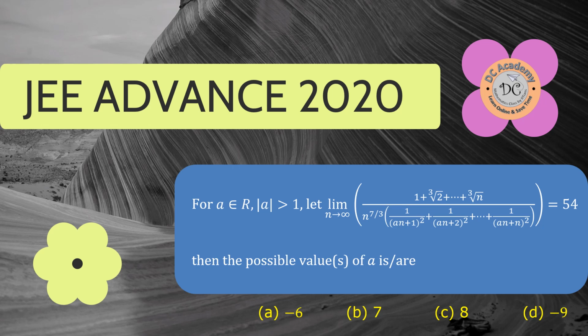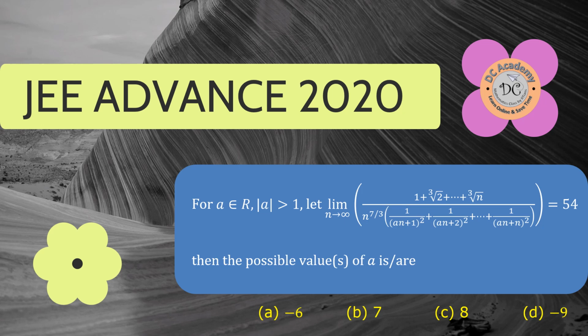In this video, we're going to solve a problem which appeared in JEE Advanced 2019. In this problem, we need to find the limit as n tends to infinity of the given series, that is 1 cube root of 2, cube root of n, up to that, and whatever there is in the denominator. Here, we need to find the value of a so that the given limit is 54.